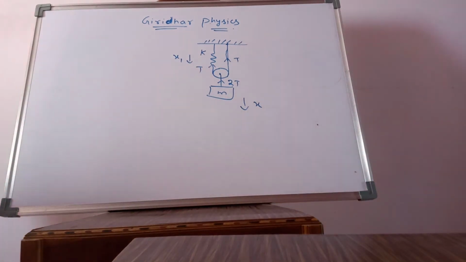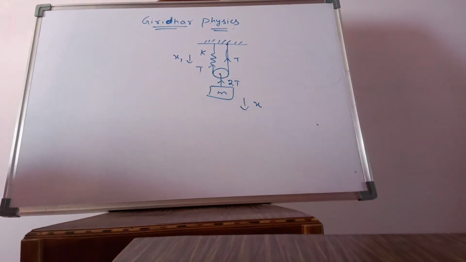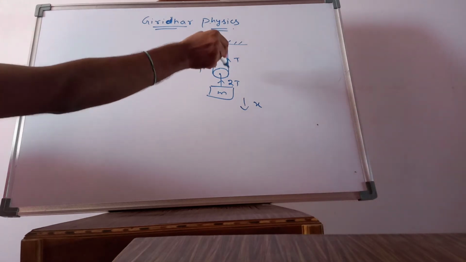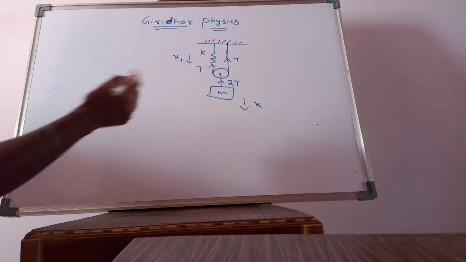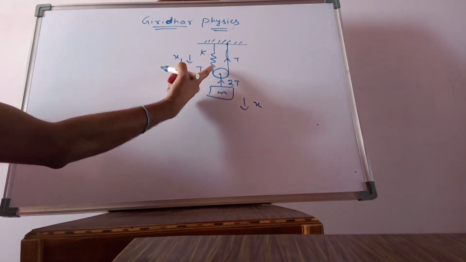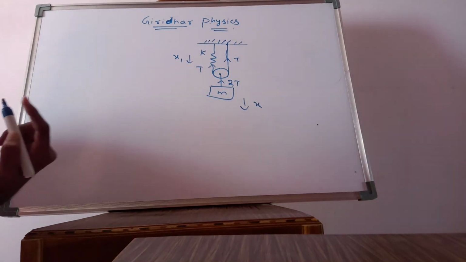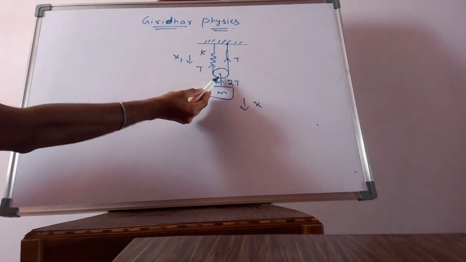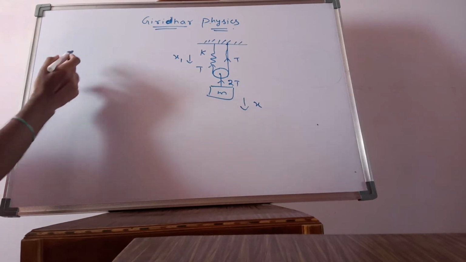x1. Understand, students? x is the displacement of the block. x1 is the displacement of the spring. But what is the displacement of this wire or string? 0. Correct? Because it is an inextensible string. You learned in Newton's laws of motion, the displacement of the pulley is the average of the displacements of the wires which are connected on both sides. Again I will repeat, the displacement of the pulley is the average of the displacements of the wires which are connected on both sides. Yes or no?